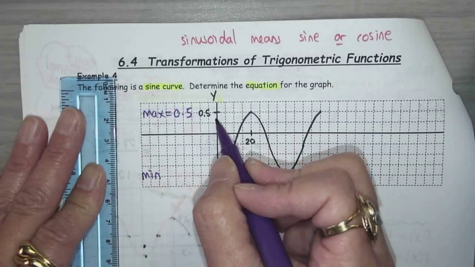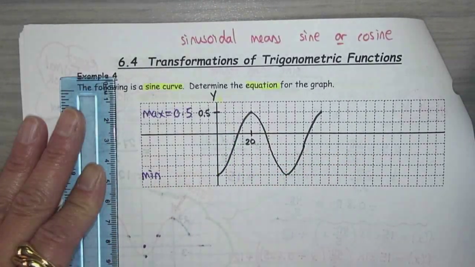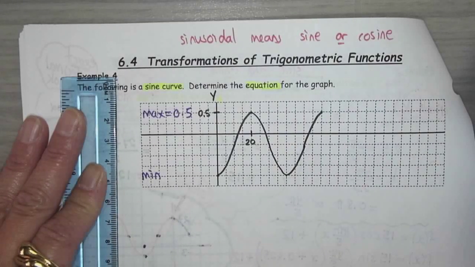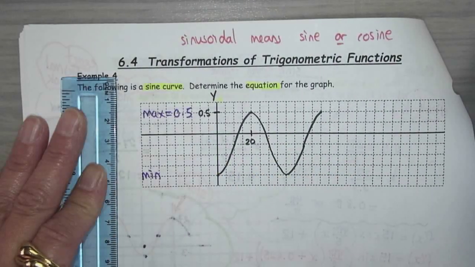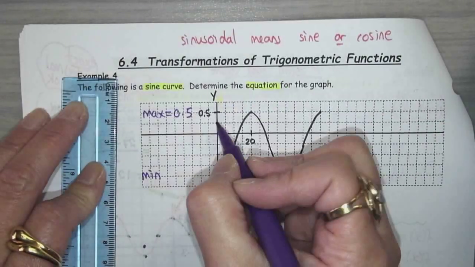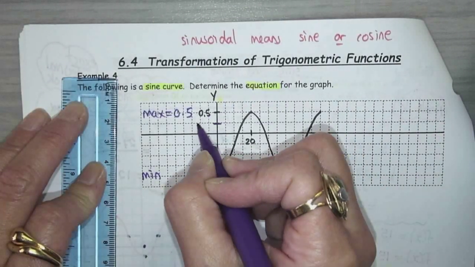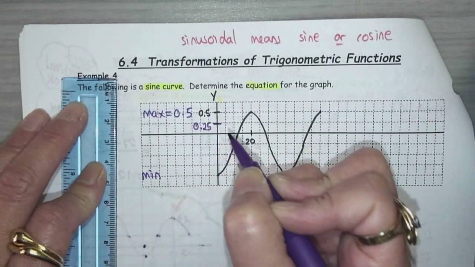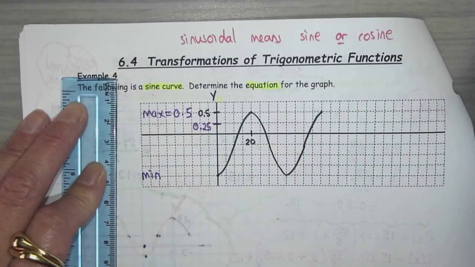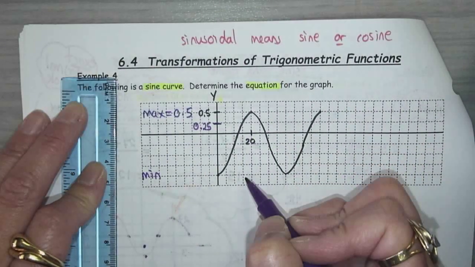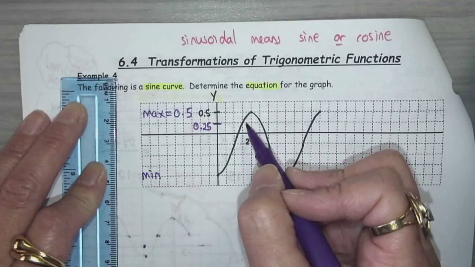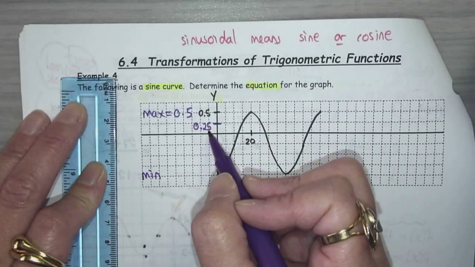My min, if I look at this, whenever we give you graphs, we don't always label every single square because it gets kind of busy. You want to figure out what each square is worth. So here, if that's 0.5, this will be 0.25. So each square is 0.25. So if I know that this is 6 squares high, then that's 1, 2, 3, 4, 5, 6 times 0.25.